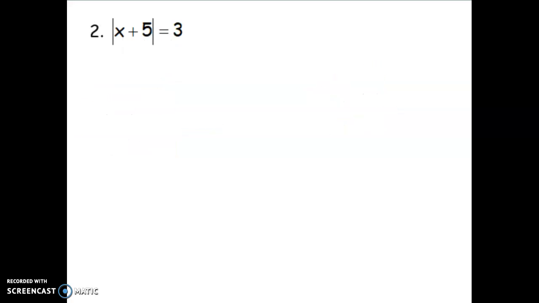All right, let's do the same thing with this one. So I see my absolute value bars there. I know that I could be taking that quantity 3 units to the left. I could be taking that quantity 3 units to the right. So as before, we are going to allow for both possibilities, and we're going to get 2 solutions.